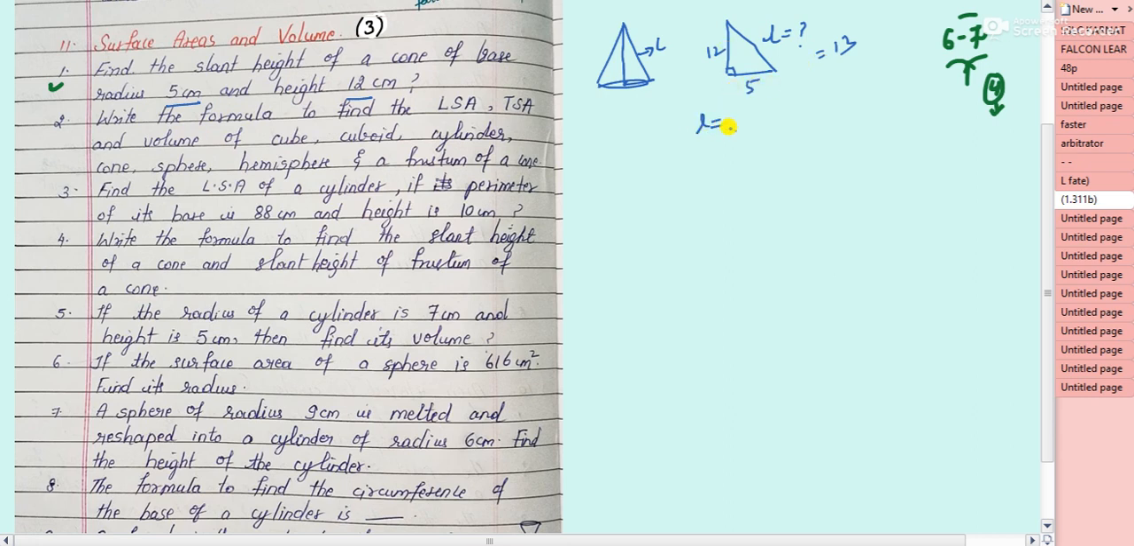Or else just solve using the Pythagoras theorem. This is 12 square plus 5 square, which is equal to 144 plus 25, that is equal to 169, and the square root of that is 13. So the answer of this is 13. Moving to the next question.